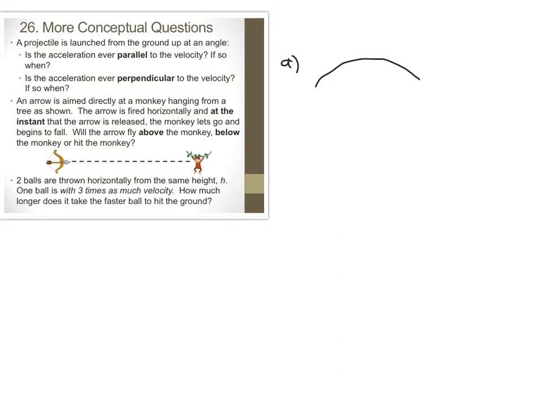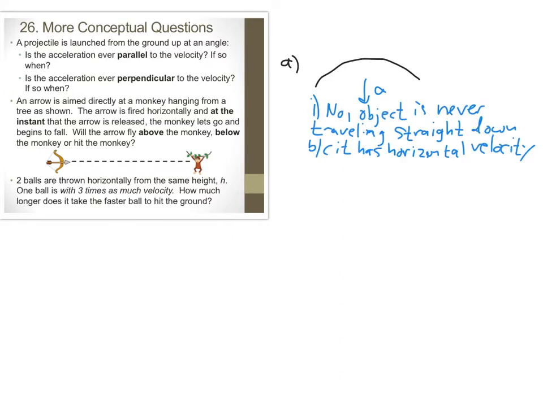So we know that our acceleration will always be going straight down because that's the direction we're accelerating when we're in midair, because only gravity is acting on the object. So will our velocity ever be parallel to that? And the answer is going to be no, because we're never traveling straight down. We're always going to have some measure of horizontal velocity.